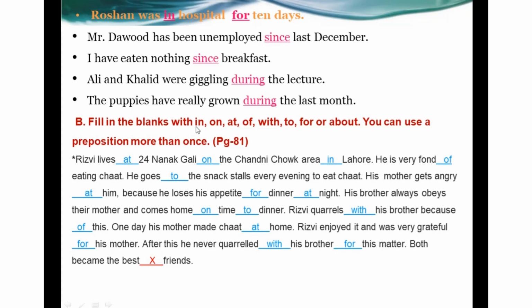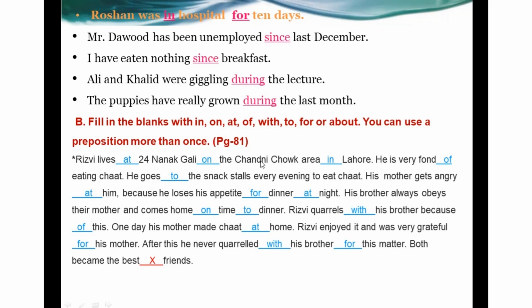First, let's read this. Rizvi lives dash 24 Nanak Gully. Now you see, students, like I told you, when an address or anything is mentioned with numbers in it, which is very accurate, very specific, then for that we use at. At is used because this 24 Nanak Gully, the exact address, is given. So let's read it again. Rizvi lives at 24 Nanak Gully on the Chandni Chowk. Chandni Chowk is the name of a street, students.